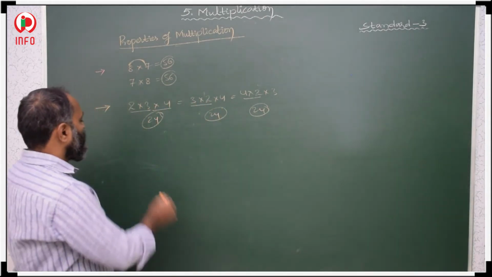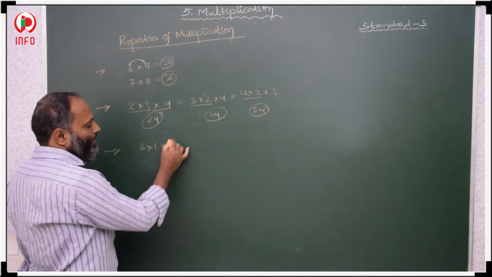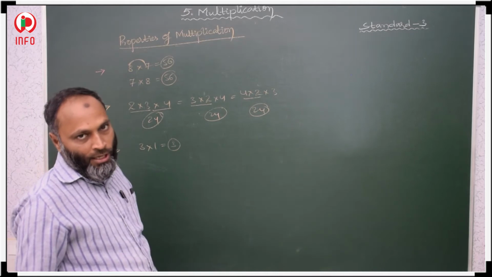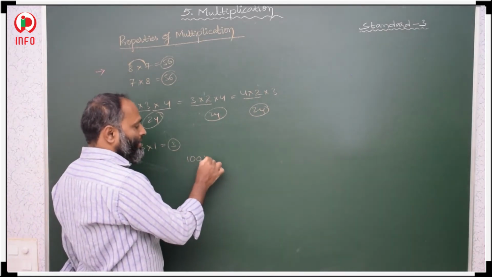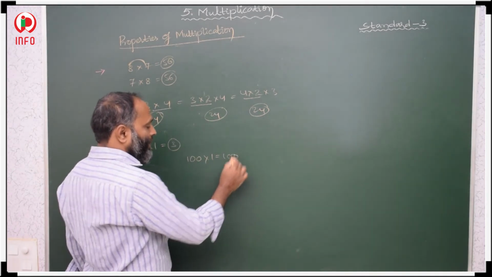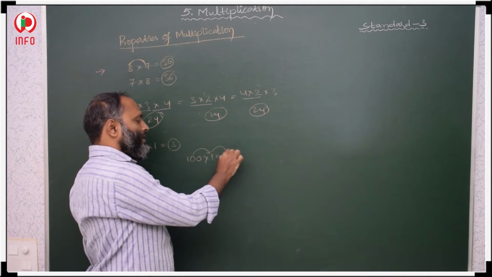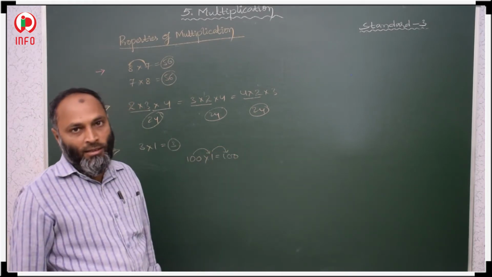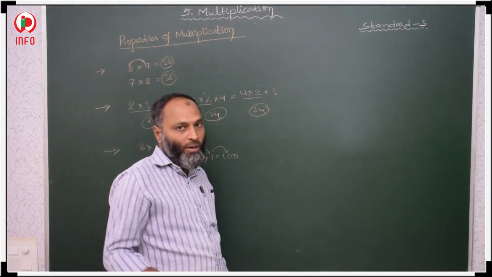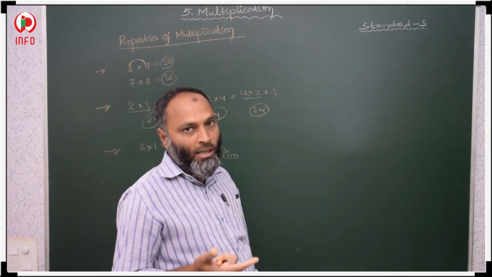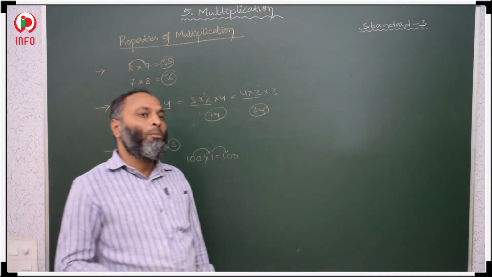The third one: if any number is multiplied with 1, then we will get the number itself. It means 3 ones are 3, 100 ones are 100. So if a number is multiplied with 1, the answer is the number itself. What is the product? The number itself only is the product.